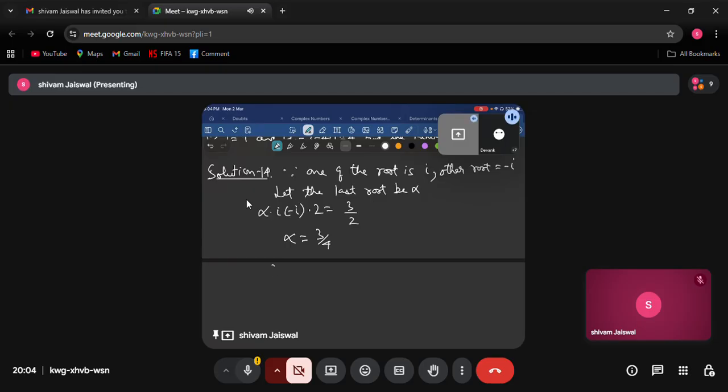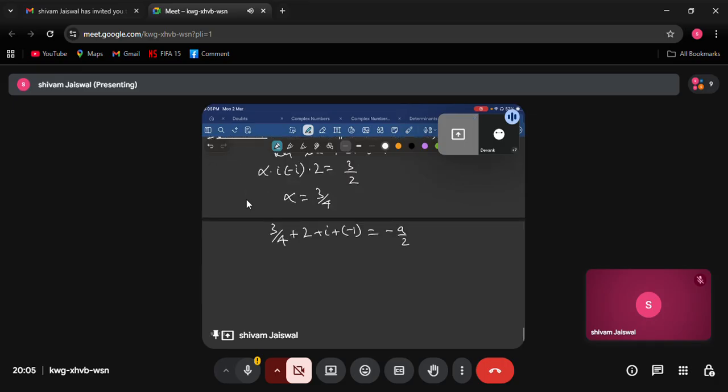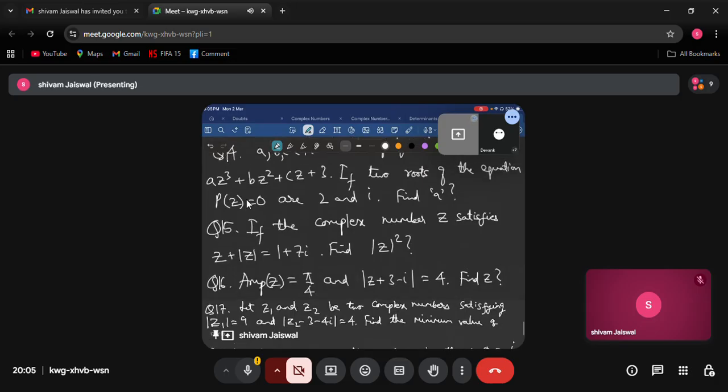So the sum of the roots will be equal to 3 by 4 plus 2 plus iota plus minus iota. This will be equal to minus a by 2. Iota and minus iota get cancelled. We are getting minus a by 2 is equal to 11 by 4. This implies a is equal to minus 11 by 2. Is it clear? Yes, sir. Okay. Move on to number 15.